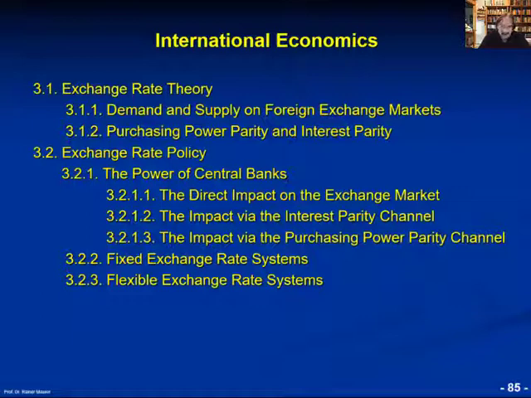So much for this lecture. In the next lesson, I will talk about various possibilities for private companies to protect themselves against exchange rate risks that can result under the conditions of a flexible exchange rate system.